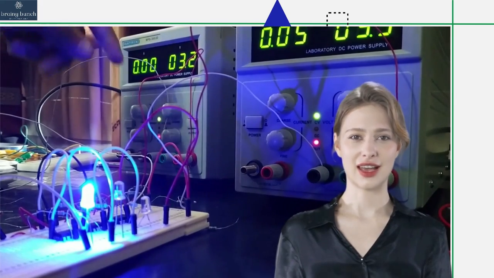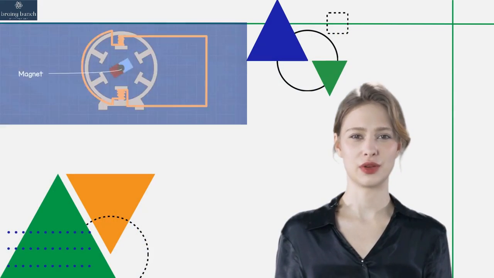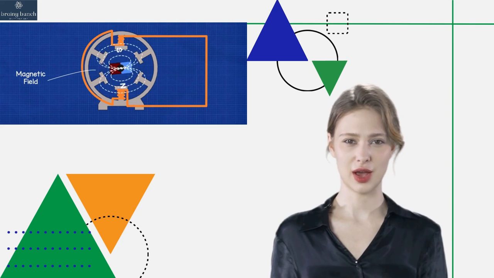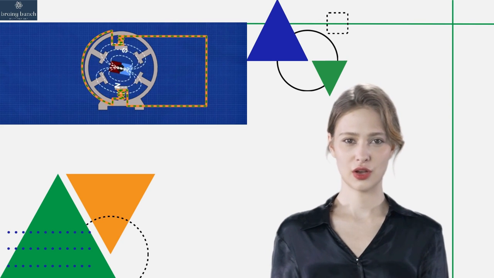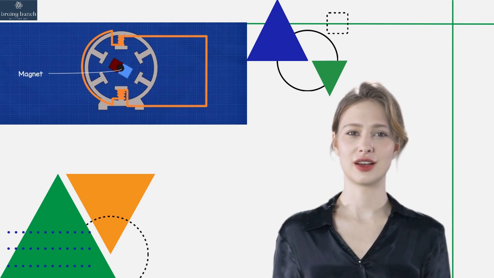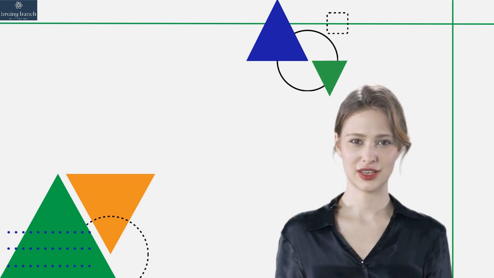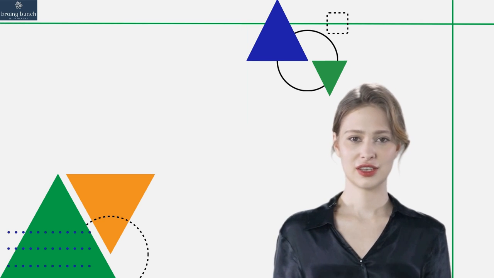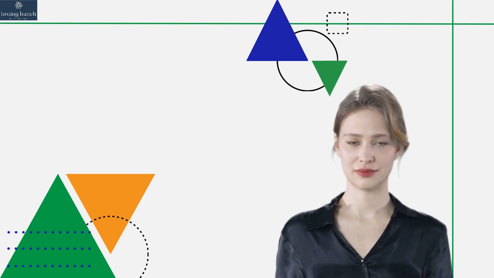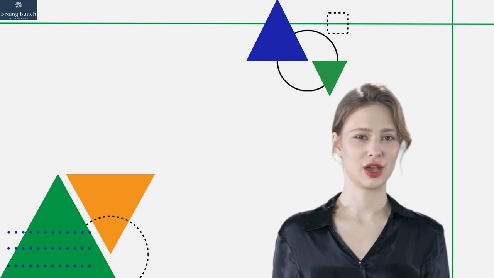It's like a never-ending dance. For example, in a simple electric generator, a magnetic field rotates around a coil of wire, which creates an electric current. This is just one example of how this interaction works in the real world. And this dance powers our world.